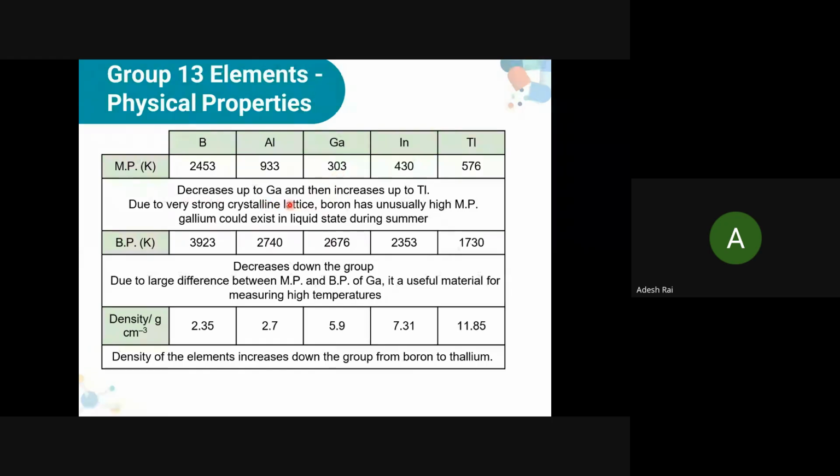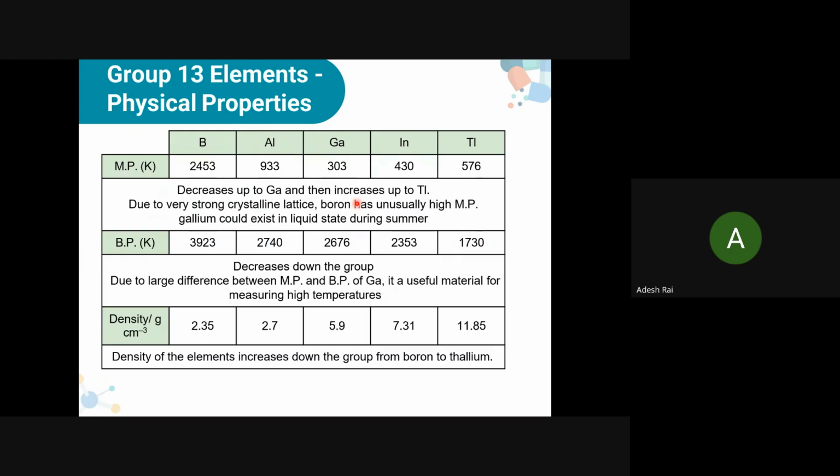Now what is the reason given? It decreases up to gallium and then increases up to thallium. Why? Due to very strong crystalline lattice, boron has an unusually high melting point. Gallium could exist only in liquid state during summer. Now the thing about gallium, I told you that the melting point is very low.